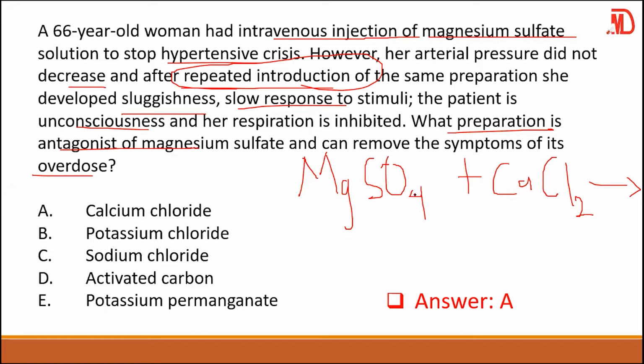Magnesium chloride and what? Calcium sulfate. And that helps a lot. That helps to neutralize the potency or the intoxication of this magnesium sulfate, as simple as A, B, C, D. So that is why we give calcium chloride.